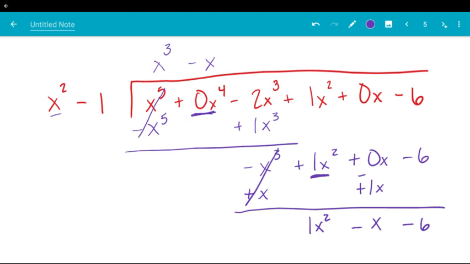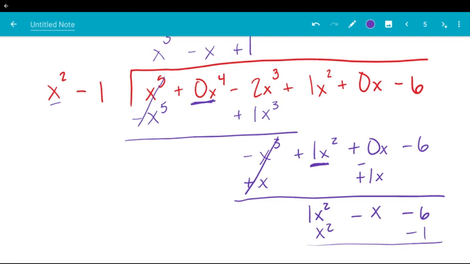Divide again. X squared divided by x squared is 1. Multiply back through. And again, we can't skip it. When I change signs, I can't skip this term because it's a negative 1. So I'm just going to bring it down. And negative 5. And now I'm done.